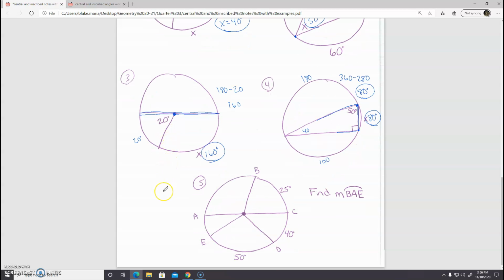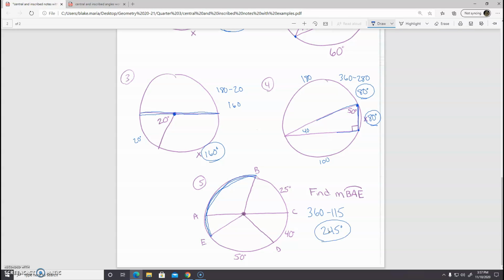And the last example, so let's see what we got going on here. We need to find the measure of arc BAE. BAE is all of that, so we want the measure of that arc. Well, let's see. I've got everything else. So I know a total circle is 360. Minus, what is this, 50 and 40 makes 90. 115. So 360 minus 115 gives me 245. And that would be this remaining arc.